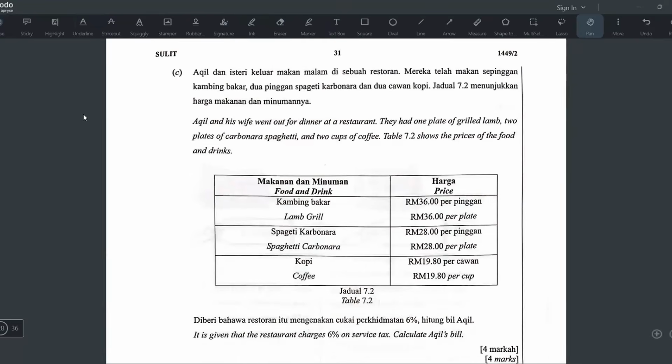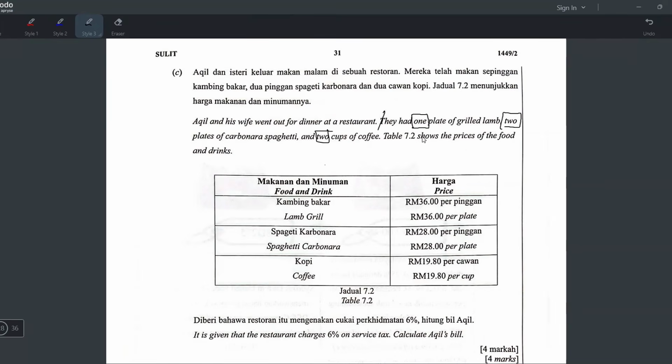Okay, let's move on. Question C: Akil and his wife went for dinner at a restaurant. They had 1 plate of grilled lamb, 2 plates of carbonara, and 2 cups of coffee. I feel like this is important later. 1 lamb, 2 carbonara, 2 coffee. Table 7.2 shows the price of the food and drinks.